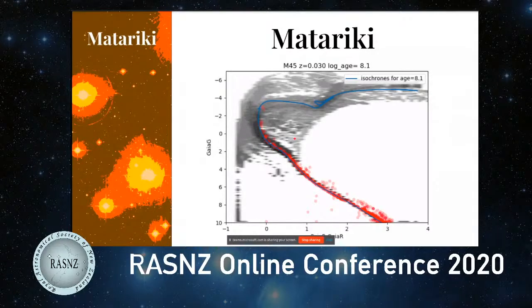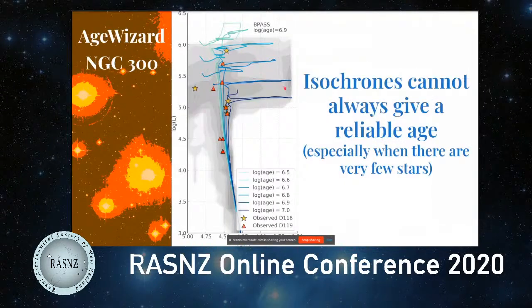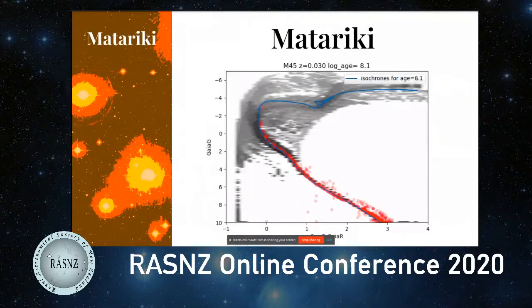And this kind of brings us to Matariki. Matariki is one of the clusters that we are looking at now because we are further developing AgeWizard. So NGC 300 and that stuff was kind of the proof of concept. That's where we developed the first algorithms for AgeWizard. Now we're trying to make sure that it works across the board and that it is systematically reliable.